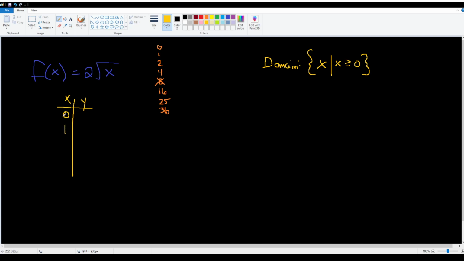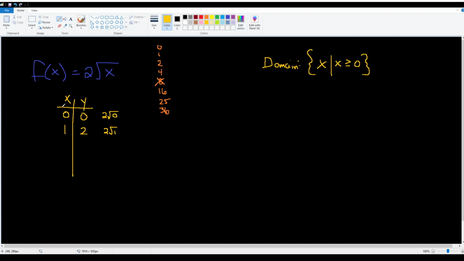So if I have my x, my first x is 0, my next x is 1. So I'm going to plug the 1 in here. So this is going to be 2 times the square root of 1. Well, we know the square root of 1 is 1, and 2 times 1 is 2. Now, I didn't do this one up here. We should probably do this as well. 2 times the square root of 0. Well, the square root of 0 is 0, and 2 times 0 is 0.